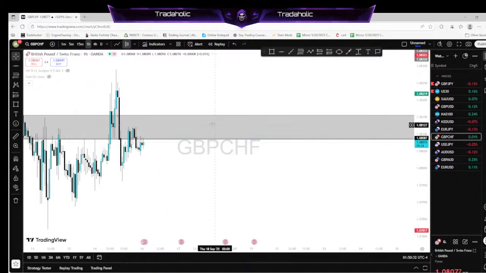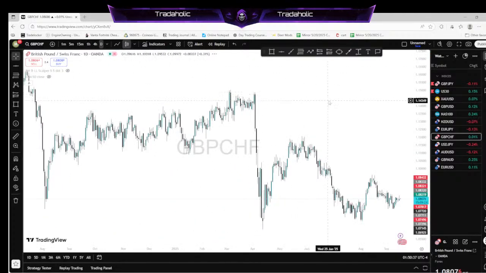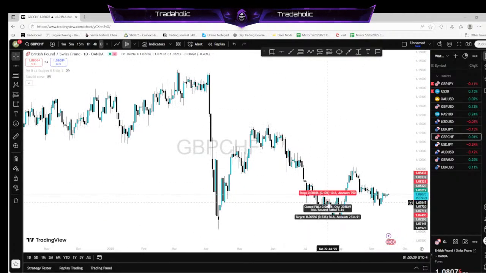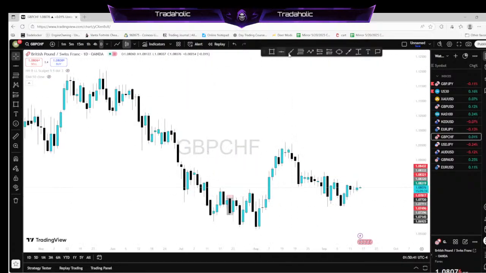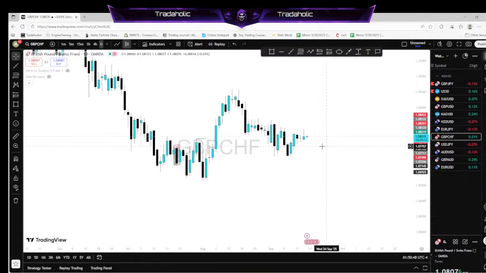That's it for GBP JPY. Let's look at GBP CHF. Daily time frame, overall bullish. We took this high over here and never reclaimed this low that ended up taking that high. So we're bullish on the daily time frame. We're just in a bearish retracement.